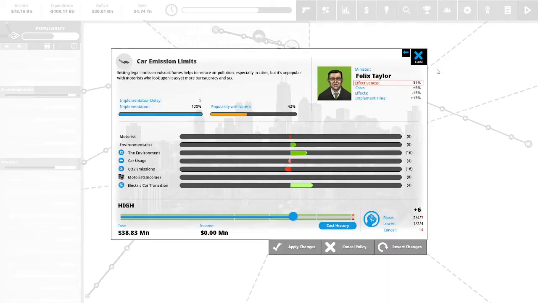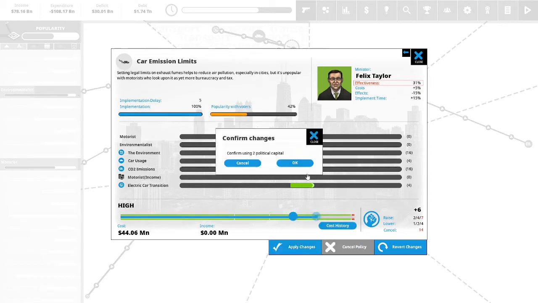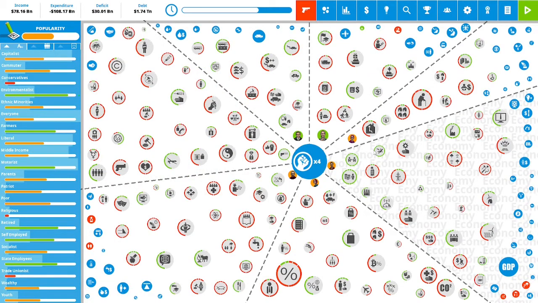Car emission limits. Setting legal limits on exhaust fumes helps reduce air pollution, especially in cities, but it's unpopular with motorists who look upon it as yet more bureaucracy and tax. This is 42% popular with the vote. We still have a pollution issue in our country. I'm going to invest 2 political capital in this, and I am going to apply the changes. We have 4 political capital remaining.